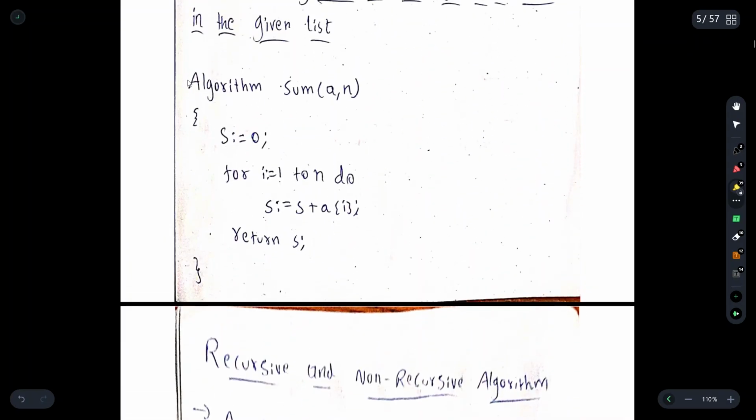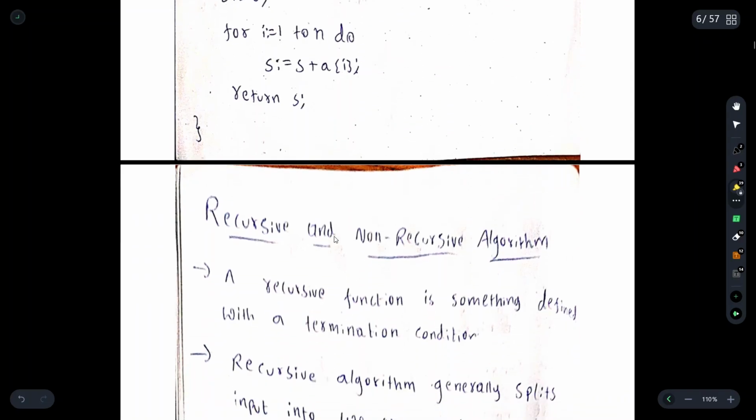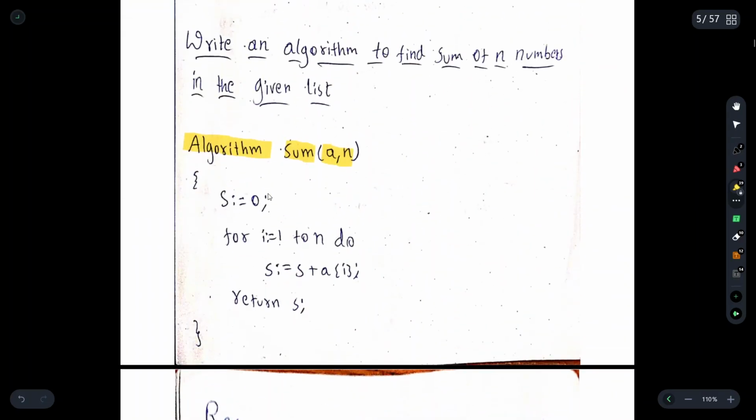So for the algorithm, we need to define the heading like this: Algorithm Sum(a, n), where n is the number of elements, and a is the array of elements. So sum is equal to 0 initially, then for i equal to 0 until n, s is equal to s plus a[i]. So we are just going to sum these elements and return this sum. In this way we can write an algorithm for sum.